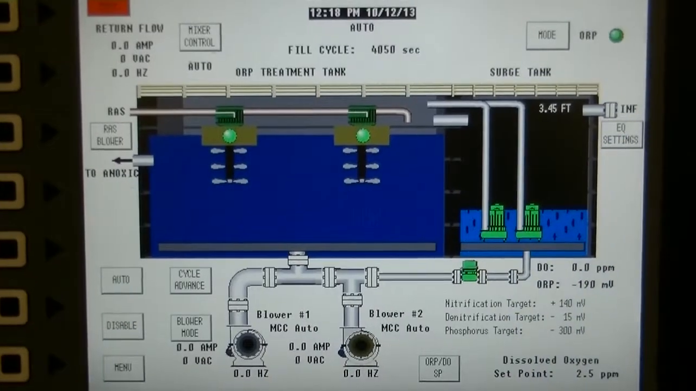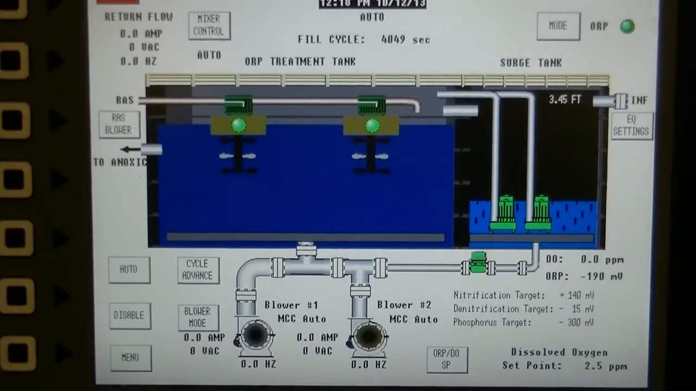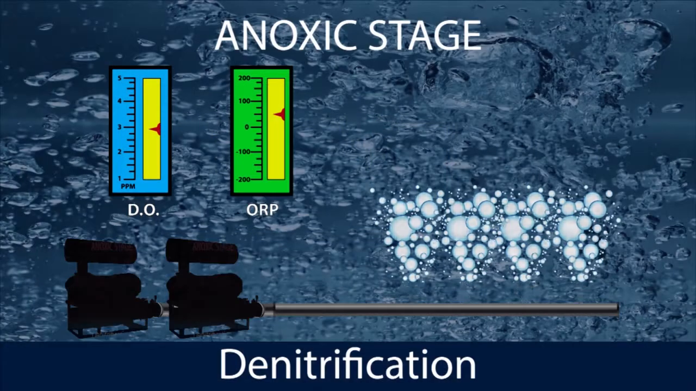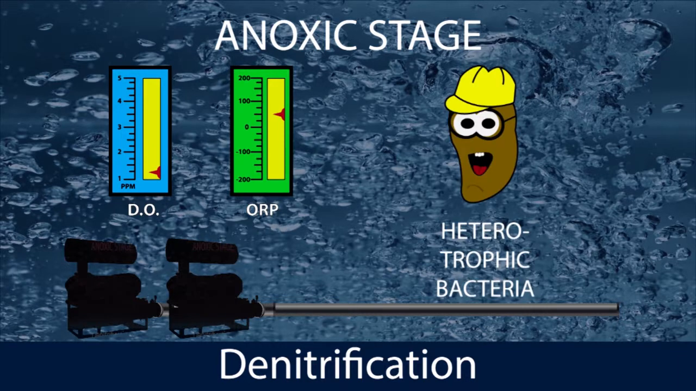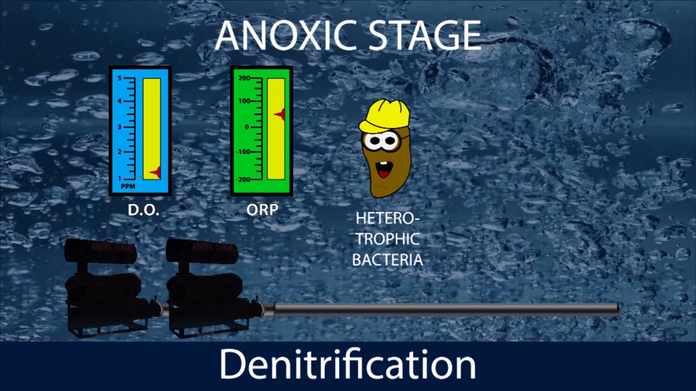The final step in completely removing nitrogen from the system is called denitrification. Once the blowers are disengaged, the process begins to enter the anoxic stage, and DO drops to an undetectable amount. During this time, denitrification is performed by specialized heterotrophic bacteria. Now these guys require some pretty specific conditions to perform this step.